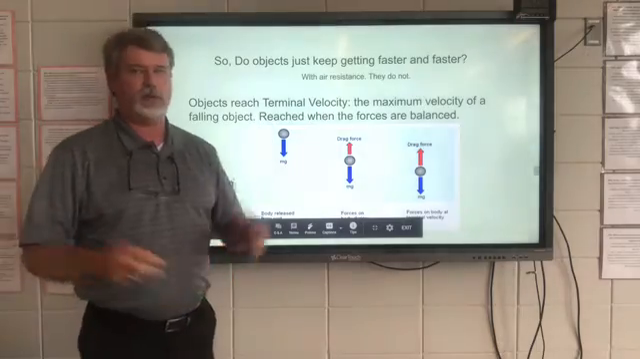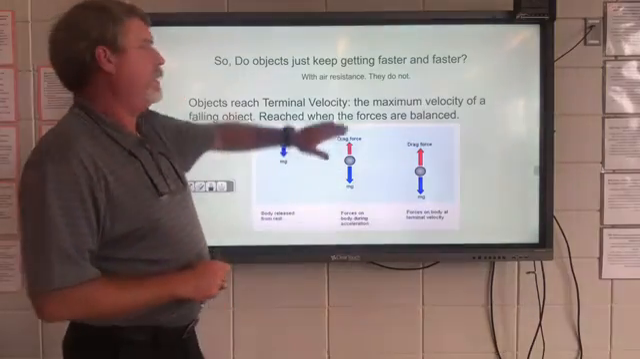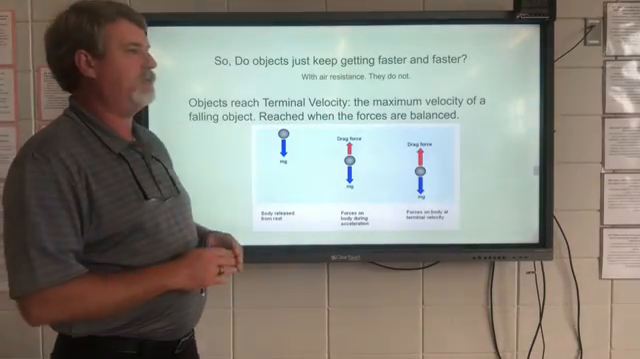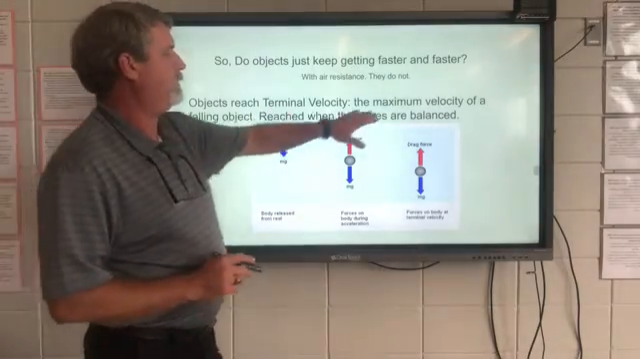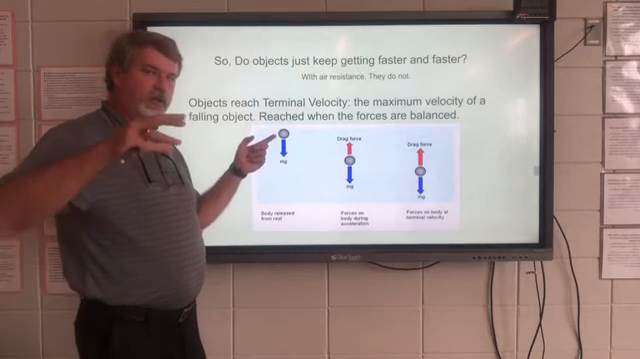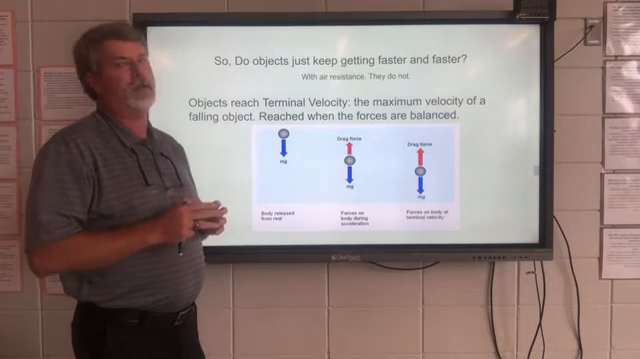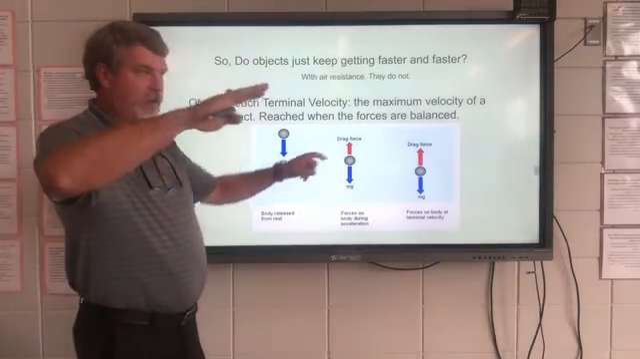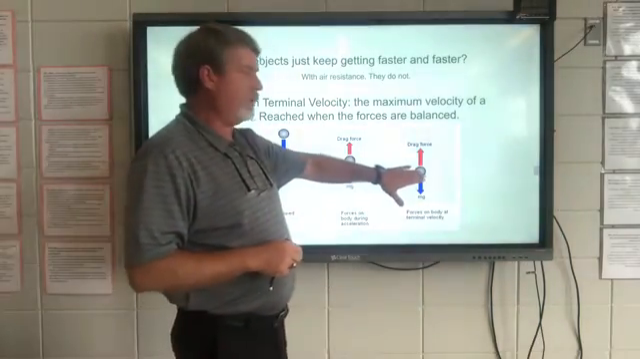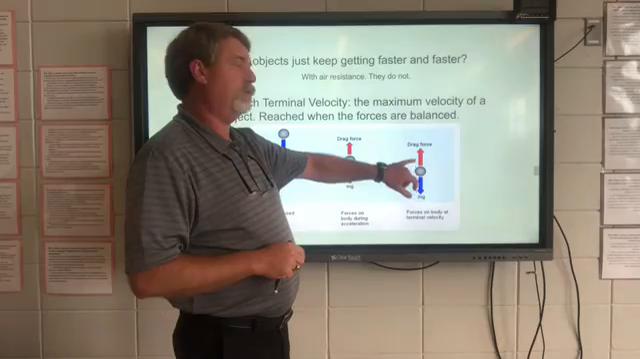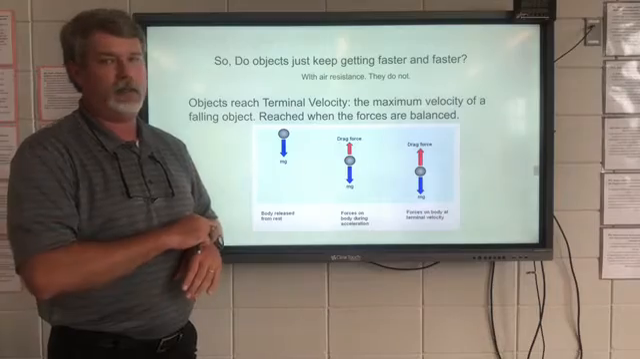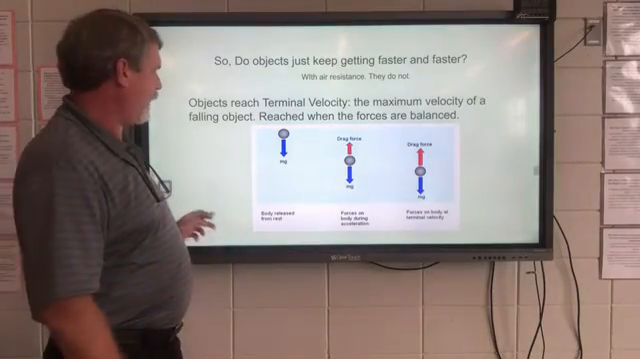Does this ever stop? Does it just keep getting faster and faster, or does it stop? Well, obviously, with air resistance, they do not just keep getting faster and faster. They do reach a maximum velocity. It's called the terminal velocity. That's the maximum velocity of an object, reached when the forces are balanced. So what we see is when an object is just released, the amount of air resistance is very small. As that object speeds up due to its acceleration, the amount of air resistance increases. And there eventually becomes a time when the air resistance, or drag, is equal to the weight of the object falling, and then it reaches terminal velocity. It continues to fall, it just doesn't fall any faster.